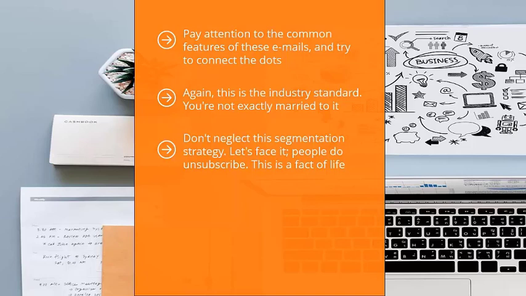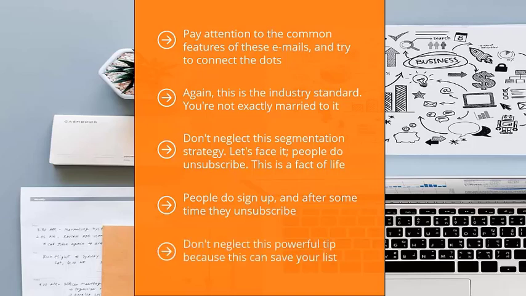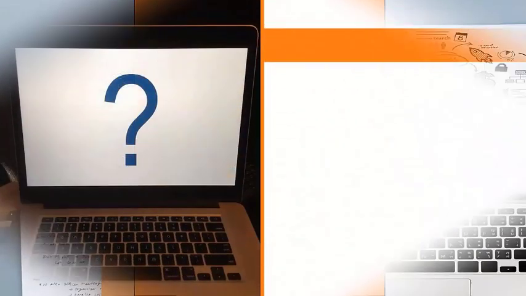Let's face it, people do unsubscribe. This is a fact of life. Don't think that just because you work hard to offer the right incentives to the right people, that they would remain loyal to your list. People do sign up, and after some time they unsubscribe. However, you can reduce your unsubscribe rate by simply asking people who wish to unsubscribe to change the update frequency of their membership on your list. Depending on your list automation software, you can offer list members a choice as to how frequently you will send them updates.